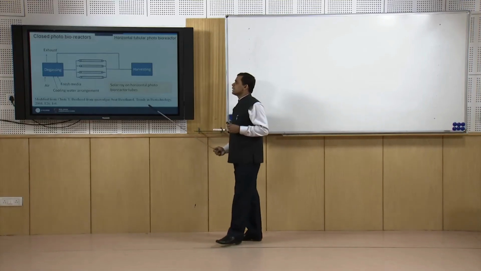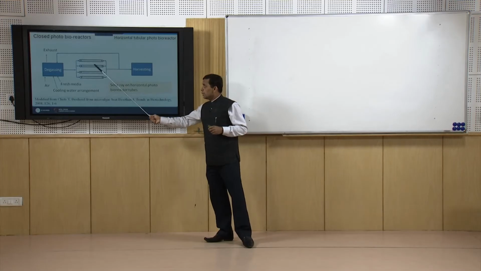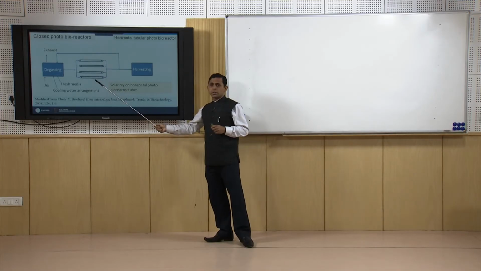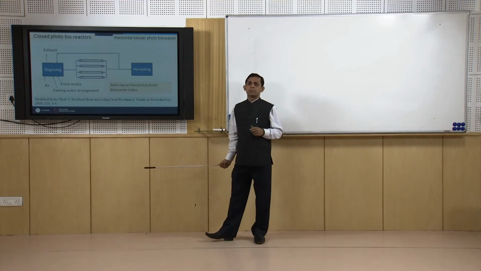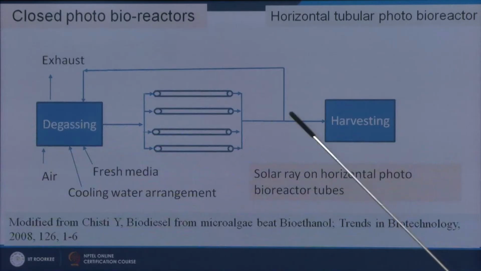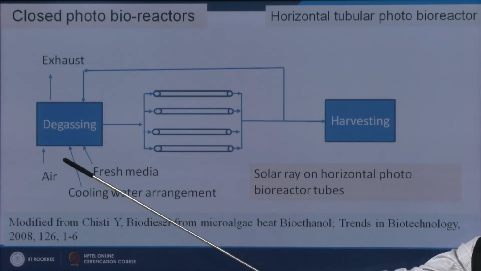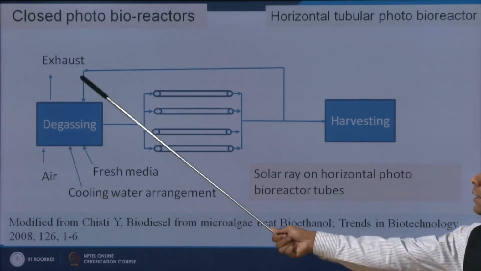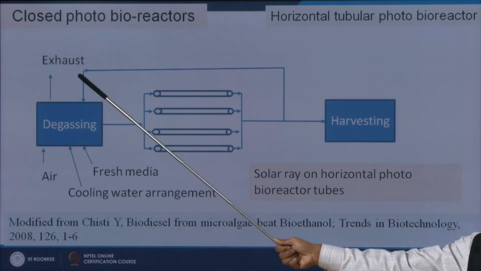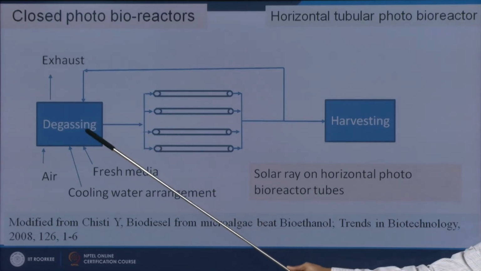But what is happening in this case, when we are using sunlight, there are photosynthesis reactions. So, oxygen will be produced, and that oxygen has to be removed. That is why degassing is needed here. In case of a closed system, degassing is required. So, air is sent and the exhaust goes out, oxygen is going out. Oxygen is not desirable because photosynthesis requires CO2.